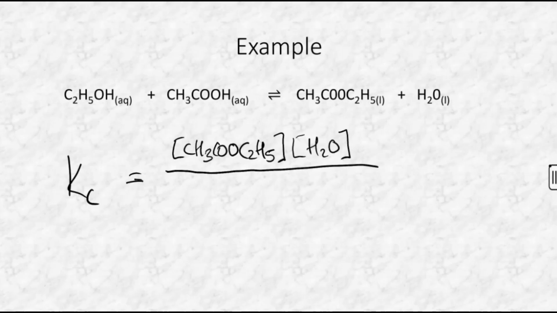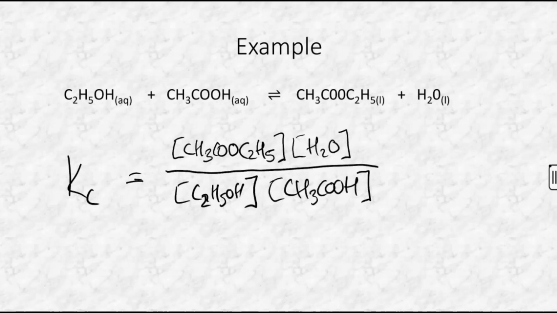And on the bottom of the expression, we put the concentration of each of the reactants, ethanol and ethanoic acid. Again, there is 1 mole of each in the balanced equation, and we don't write to the power 1 for exactly the same reason that we don't for the products. Now we have that. If we had the concentrations, we can put those in to do the calculation and come up with the value of Kc.